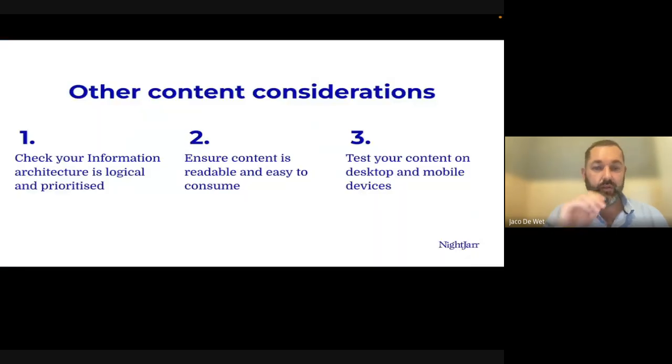So if we reflect on the other considerations to improve your actual page information, there's something called information architecture. Make sure it's logical and prioritized. I'll briefly touch on it, but information architecture can really have an entire presentation on its own. It's massive, but it's hugely important. So if you don't know anything about that, please go and check it out. Ensure content is readable and easy to consume, like I mentioned, and then test your content on desktop and mobile devices. Not everything needs to be on both environments, and your user journeys should reflect that if you look at those properly.